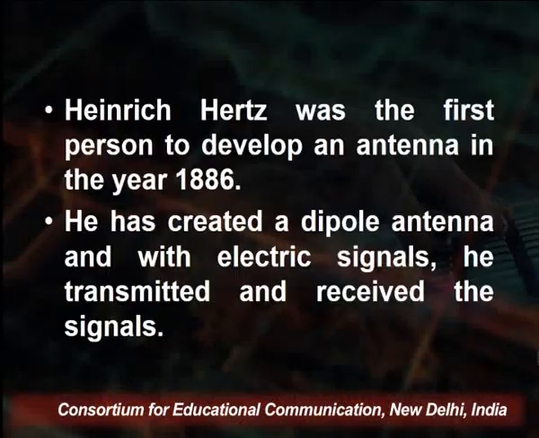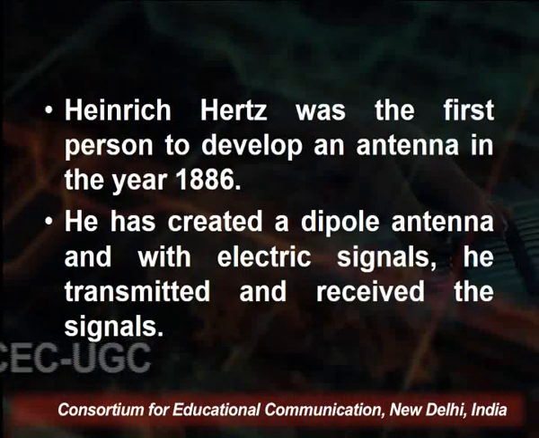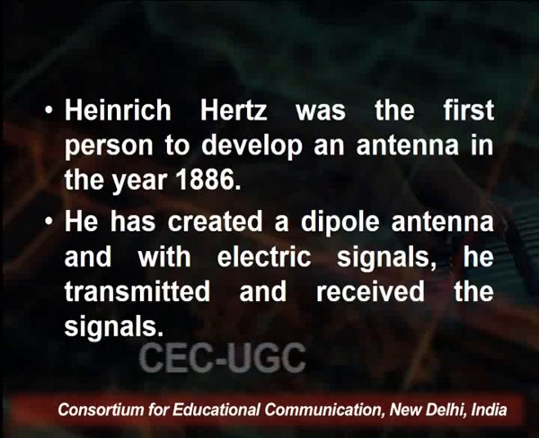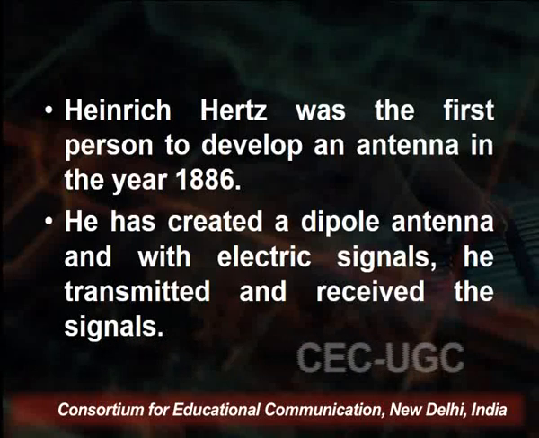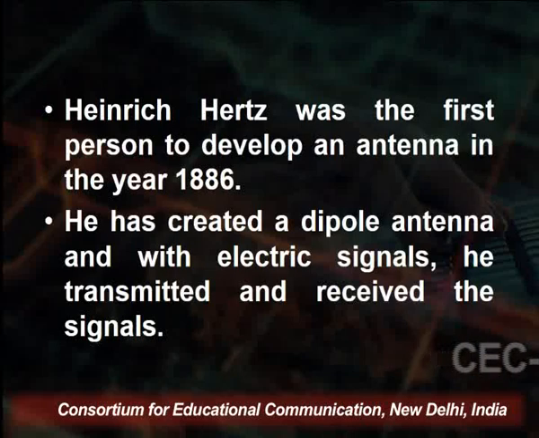First, we know that an antenna acts as an interface between the electrical signal and the radio signals. Hence, the electrical signals are forwarded through the metal conductor and the radio signals are propagated through free space. In 1886, the first antenna device was developed by Heinrich Hertz. He created the dipole antenna and, with an electrical signal, he transmitted and received the signal.